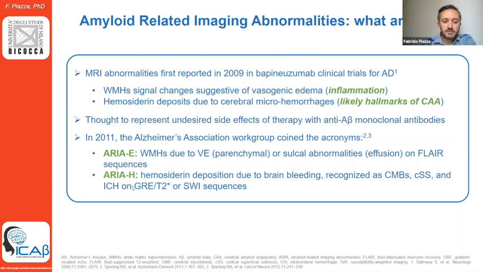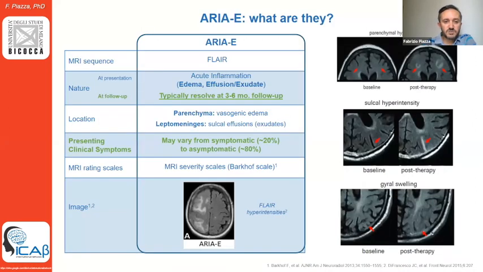And again, to visualize and recognize these two events, you need to perform specific MRI sequences that are called gradient echo T2 star, or the more recent SWI sequences. So more specifically, ARIA-E are visualized, as I said, on FLAIR, and as you can see in these images.